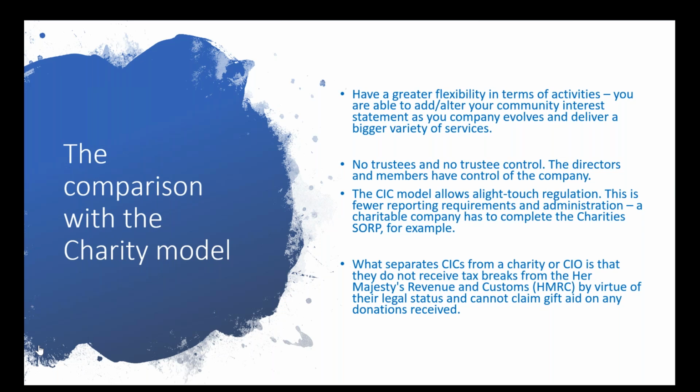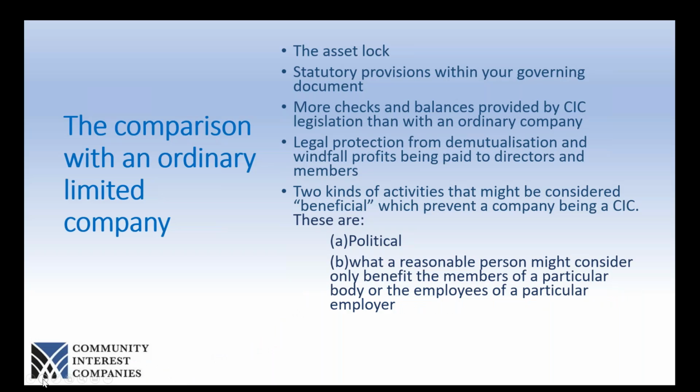The CIC model allows light touch regulation. This means unless you have something that contravenes the CIC legislation, you are free to run your business without constant interference from the regulator. There are fewer reporting requirements and administration. A charitable company has to complete the charity SORP, for example. What separates CICs from a charity or CIO is that they do not receive tax breaks from Her Majesty's Revenue and Customs by virtue of their legal status and cannot claim Gift Aid on any donations received. And that applies with corporation tax as well. There's no difference between the ordinary company and a CIC, corporation tax is applied to a CIC, whereas it may not be applied to a charity.